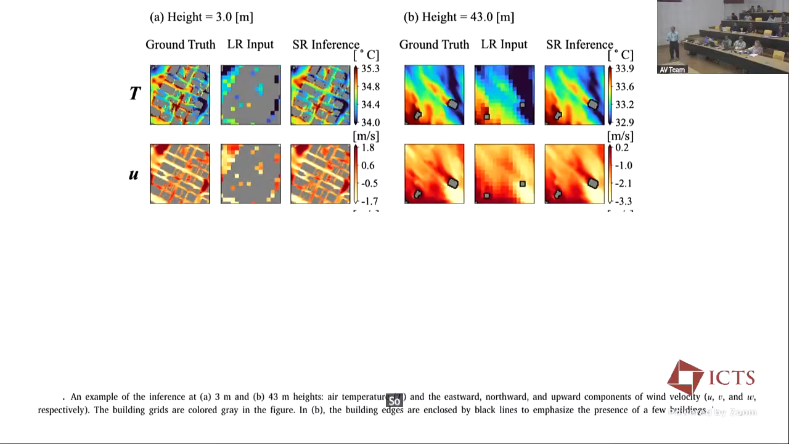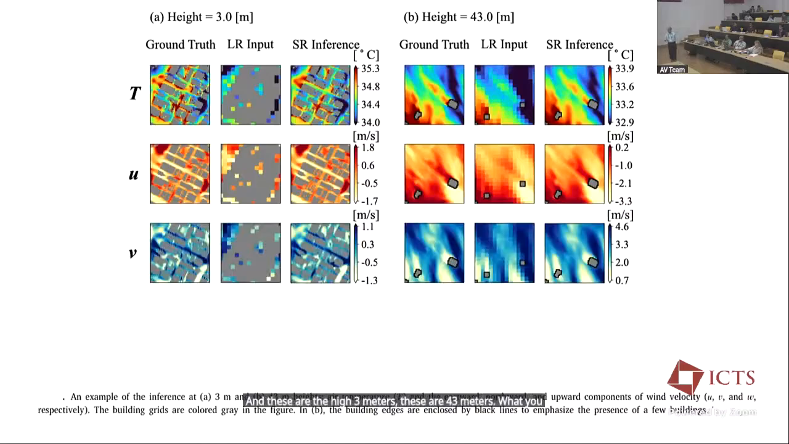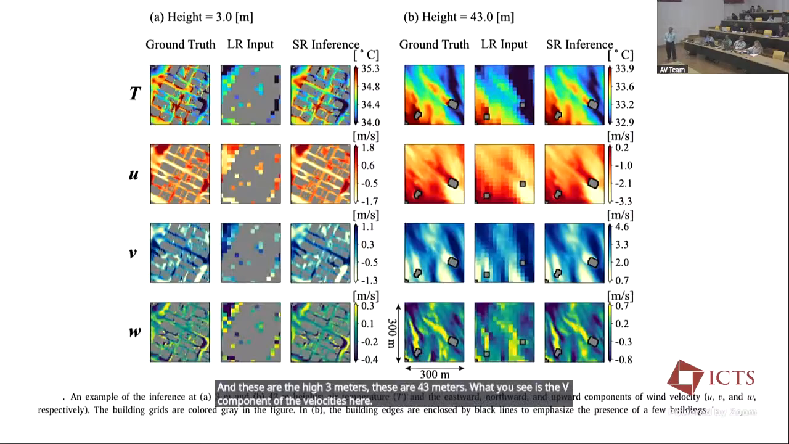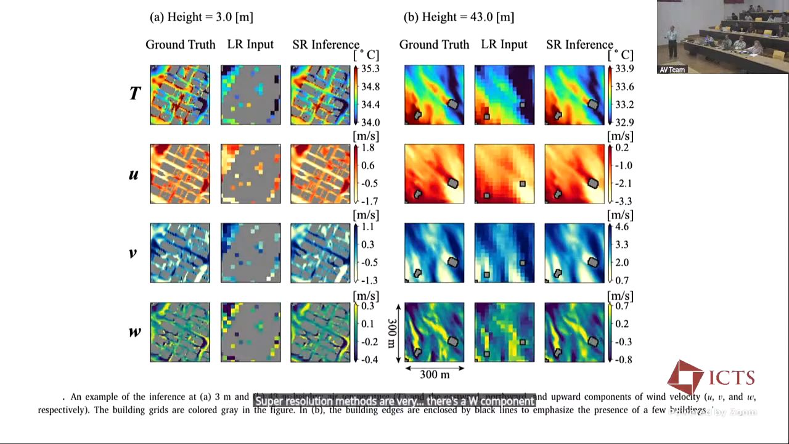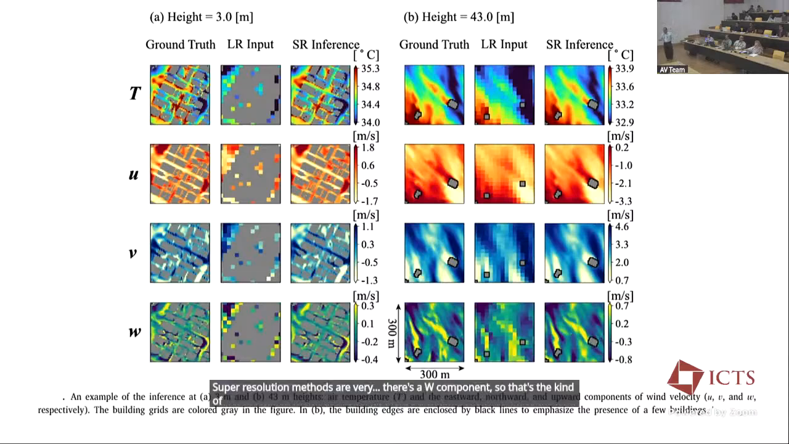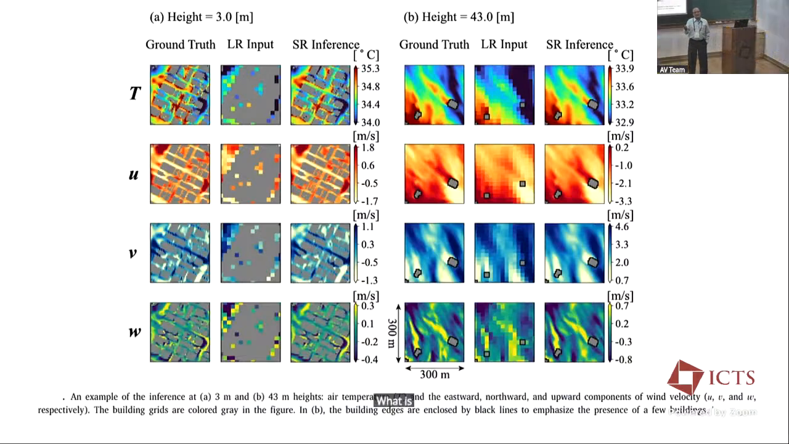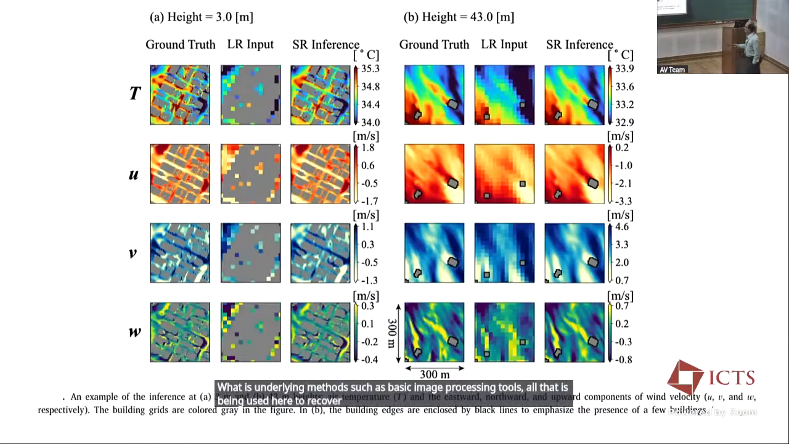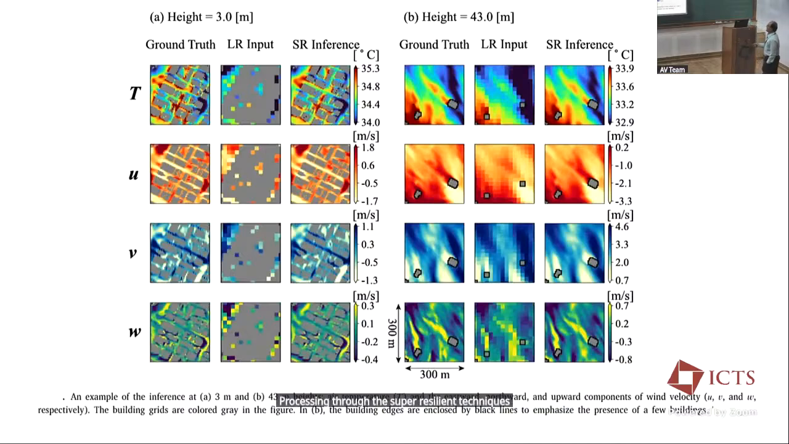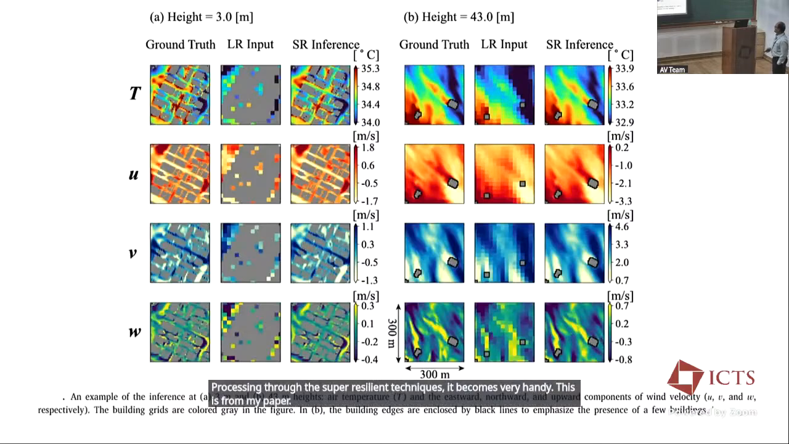Now what you see is the wind velocities in terms of U velocities, and this at temperature height 3 meters, this is 43 meters. What you see is the V component of the velocities here. Super resolution methods are there, and there's a W component. So that's the kind of utility that super resolution is being used for. Basic image processing tools are all that is being used here to recover information that otherwise you do not have, through the super resolution techniques. It becomes very handy. This is from a paper. Sorry, I missed the reference there. Maybe towards the end, we'll have a few references coming up.